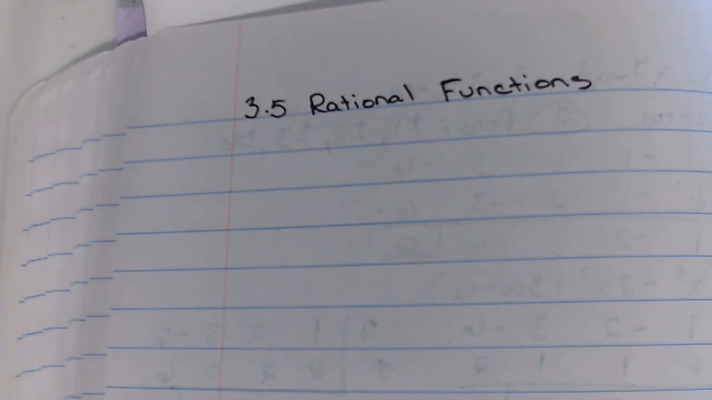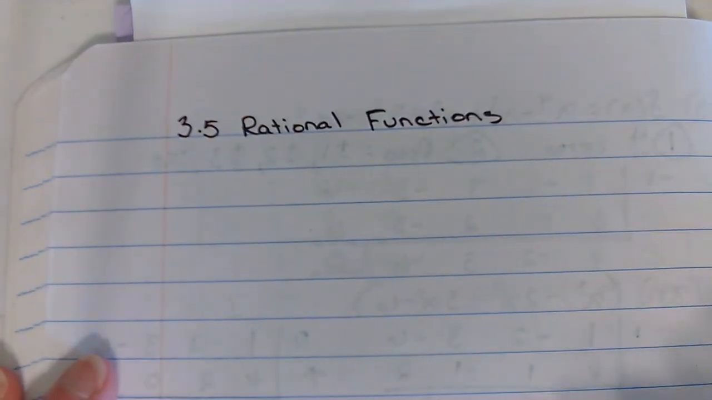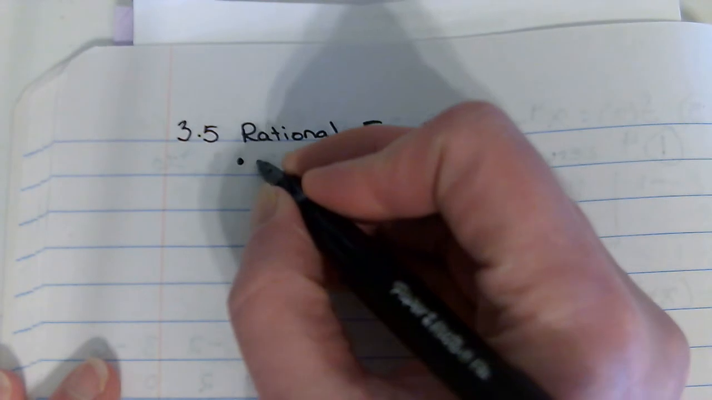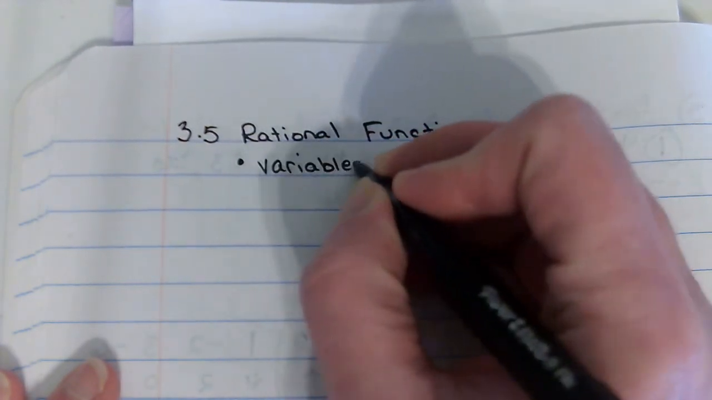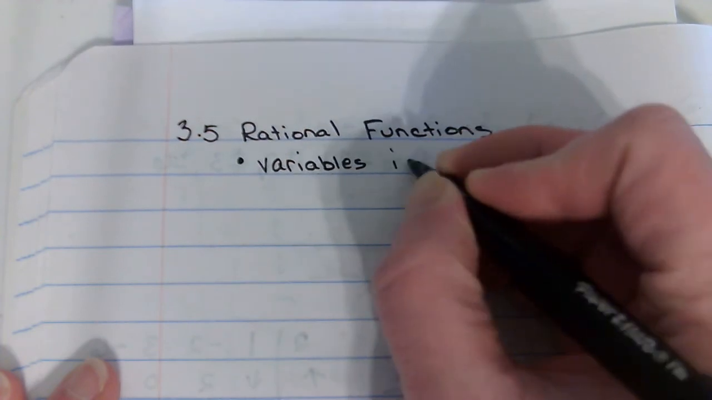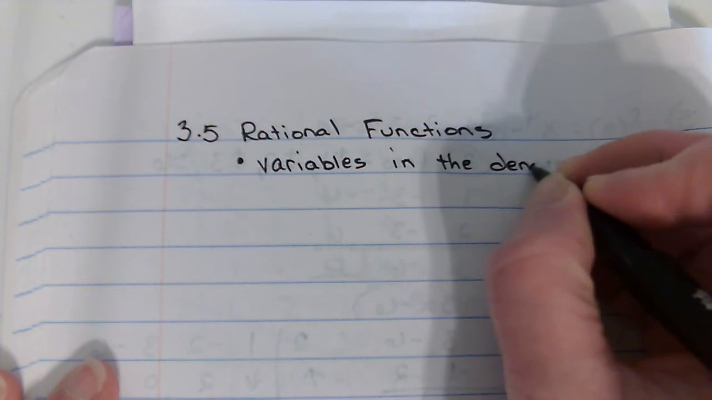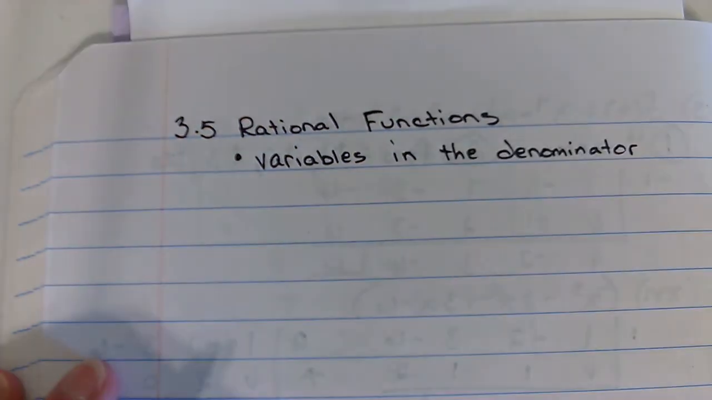Today we're going to be looking at rational functions. And just like, remember, rational numbers were numbers that can be represented as fractions. These are functions that have fractions. So the big key on that it's a fraction is that the variable is in the denominator. That's what makes it a rational function.